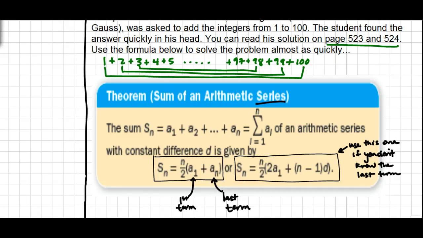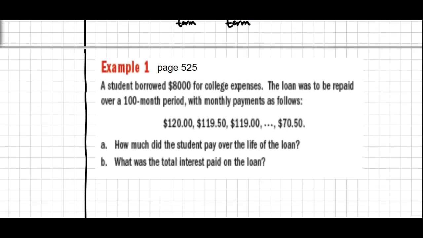Let's try them with a couple more practice problems. If a student borrows $8,000 for college expenses and the loan was to be repaid over a 100-month period with monthly payments as follows, how much did the student pay over the life of the loan? Notice that this problem does not mention the word series. It also doesn't use the word total, but it is implied in the way that it is worded. When a student pays back the entire life of the loan, that means they will have paid back all of these values added together. So there's an implied series mentioned here.